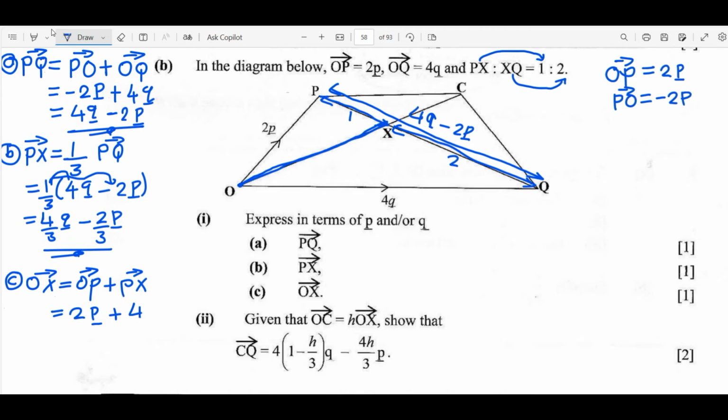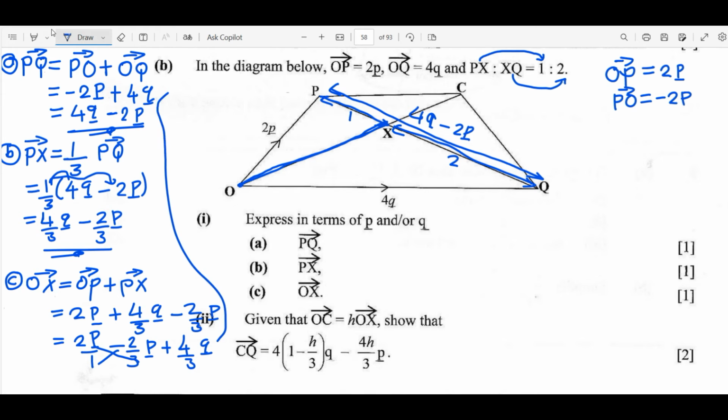Px is 4 over 3 of vector Q minus 2 over 3 of vector P. Then what I'm going to do is collect the right terms. So where there is P, we are going to put them together. So 2P minus 2 over 3 of vector P plus 4 over 3 of vector Q over 1. So the lowest common denominator is just 1. So what you do is you cross multiply to simplify this work. So we cross multiply. So I'm going to finish my answer here.